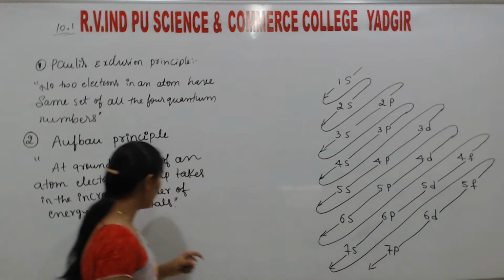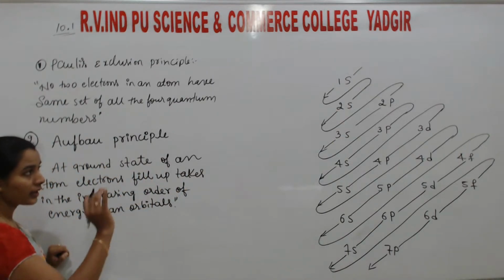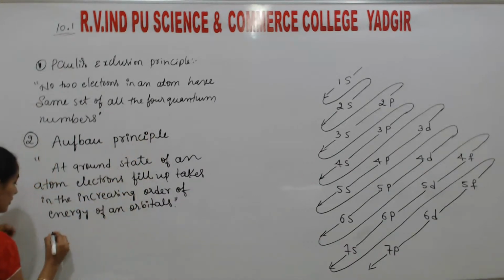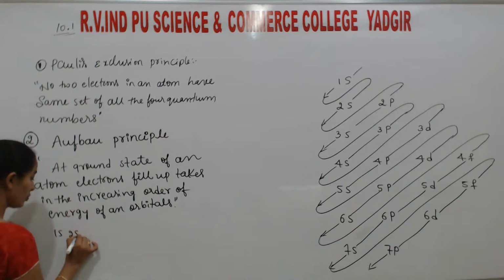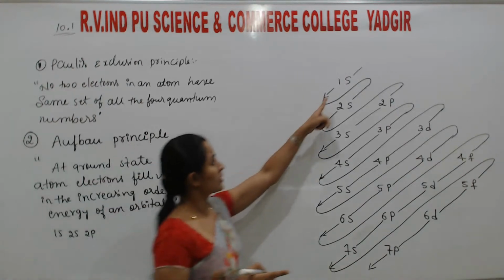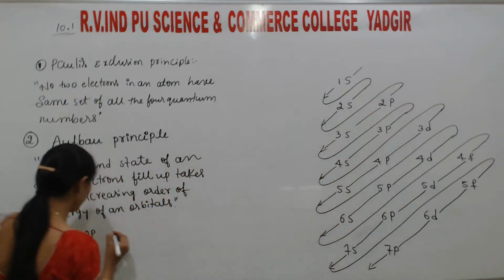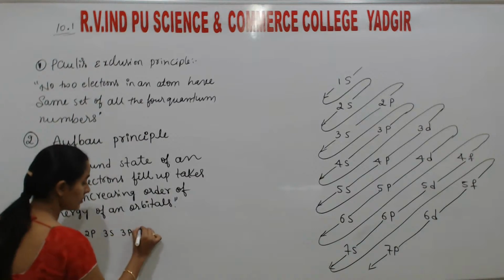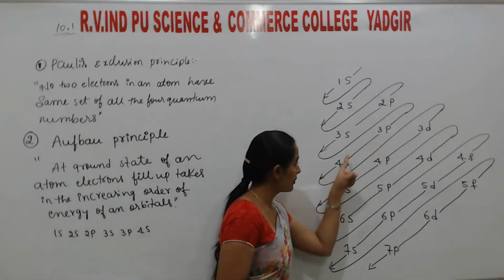If we write the order here, I won't write less than or greater than symbols, I simply write the increasing order from 1s orbital to 7p orbital. Initially 1s. Next 2s. Next 2p. This is 1s, after 2s, then 2p, after 2p 3s. Next 3p. Next 4s. So after 3p, 4s.